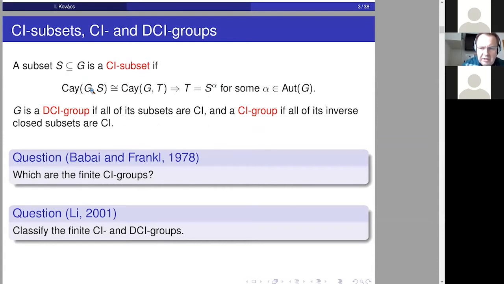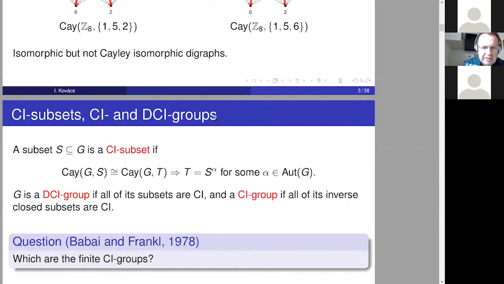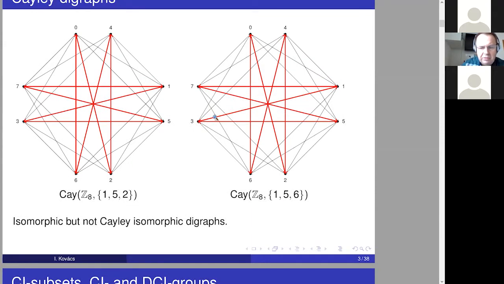And we can speak also about a DCI group, if this is true for any subsets, and we say that the group is a CI group if this is true for the inverse closed subsets. So for example, Z8 is not a DCI group. We have digraphs which are isomorphic, but not Cayley isomorphic. But if one restricts only to undirected graphs, then isomorphism always implies Cayley isomorphism.